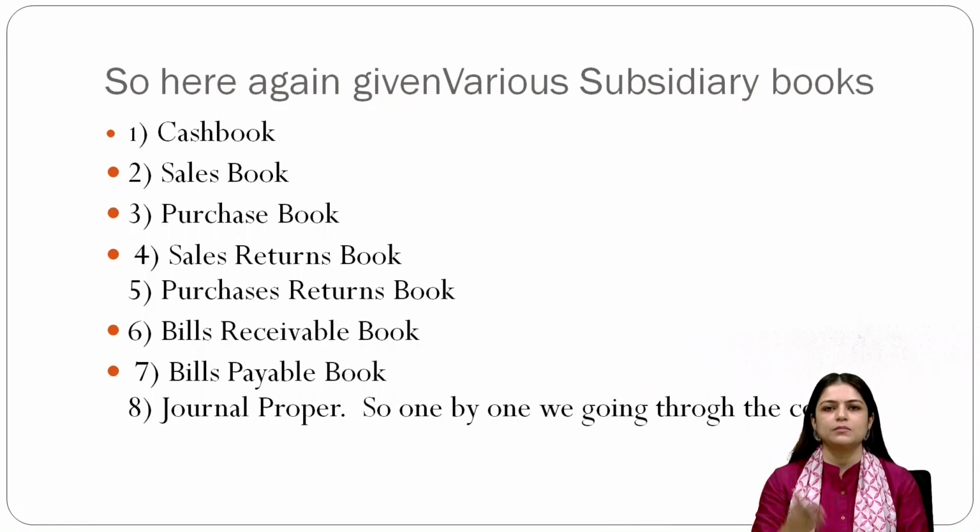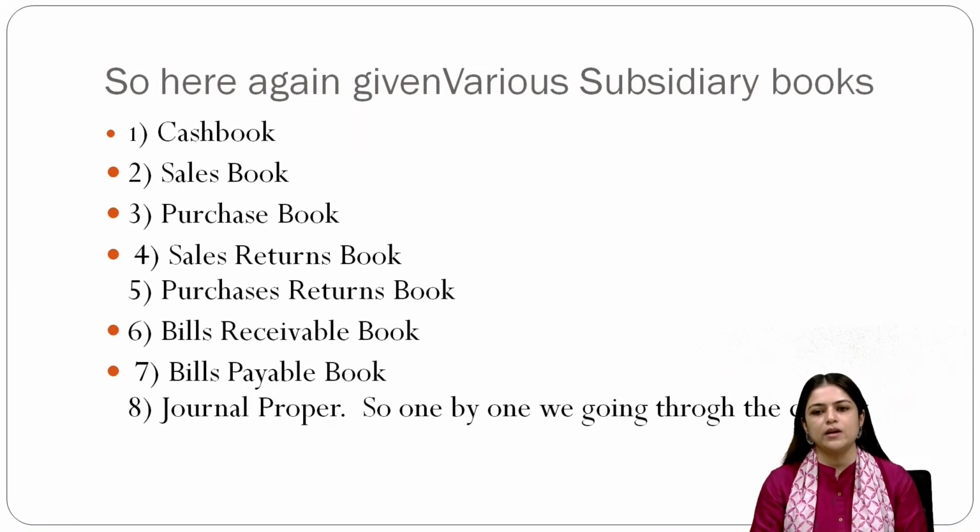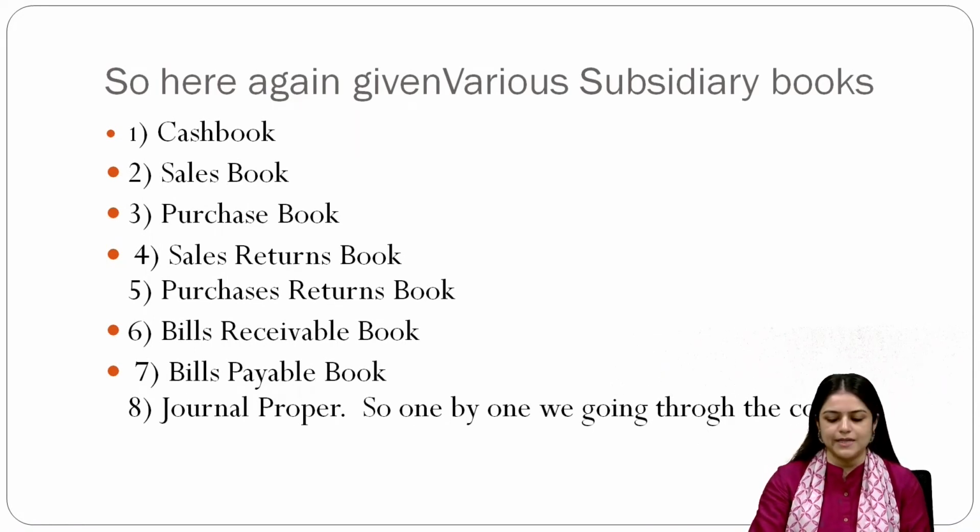The list of subsidiary books is given here, showing which kinds of subsidiary books are available in the books of account. First, the cash book; second, the sales book, purchase book, sales return book, purchase return book, bills receivable book, bills payable book and journal proper. So one by one we are going through the concept.